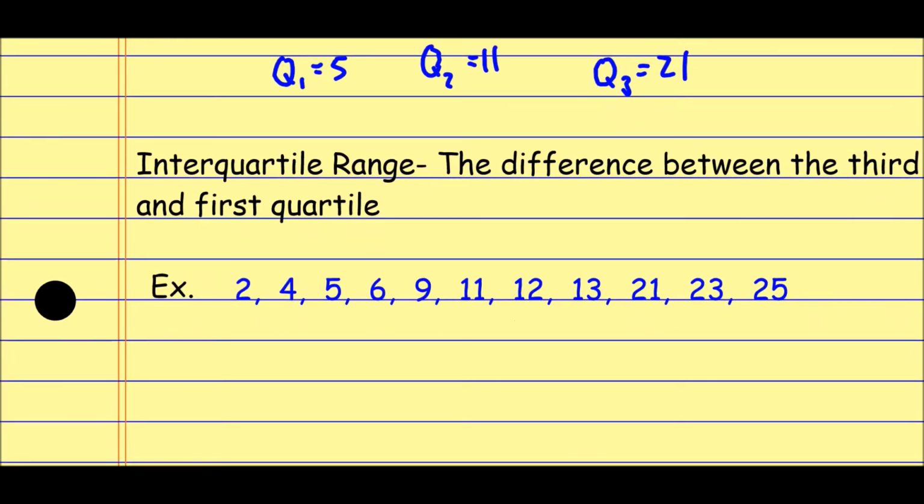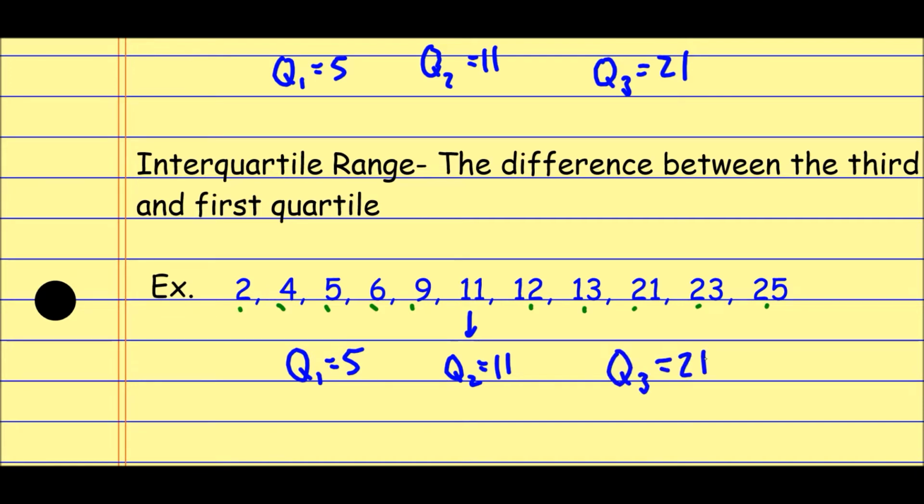The interquartile range is the difference between the third and the first quartile. So once again, if we start counting off from each end to find the median, here the median once again is 11. This is the same example we just did. So the second quartile is 11. Then if we find the middle of each end, we've got the first quartile at 5, and the third quartile at 21.